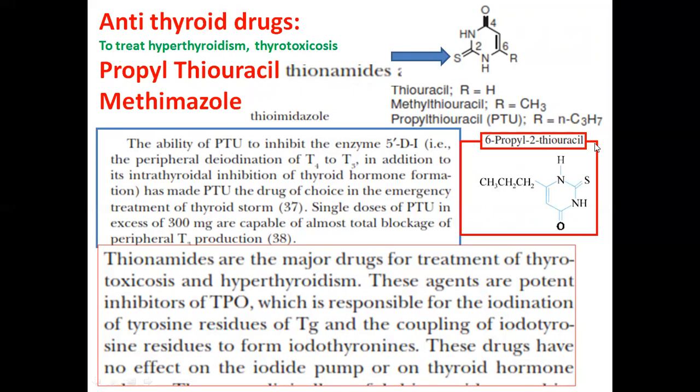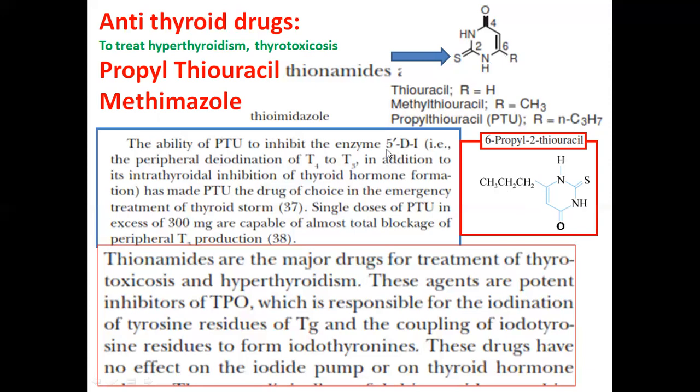The R position is having CH3 in one case and CH2CH2CH3 in the other. Uracil is actually a pyrimidine with ketone groups. This is the uracil structure, with double bond O and H. Thiouracil means one of the oxygens is replaced by sulfur. For methyl thiouracil, it is a methyl group here, and for propyl thiouracil, it is a propyl group here.